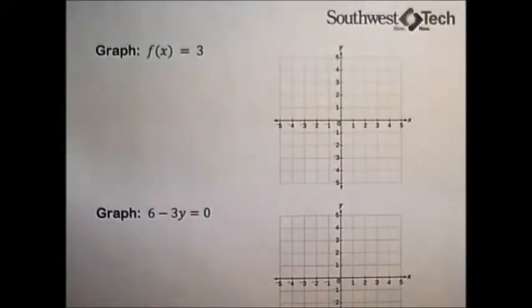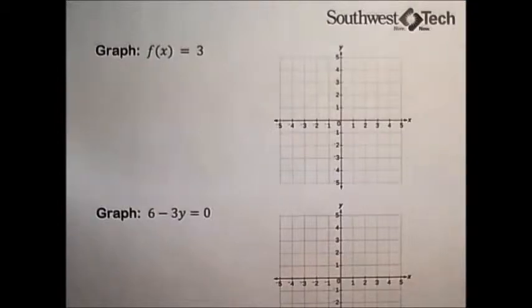Section 2.4, Intermediate Algebra. In this section, we are going to graph lines that have a slope of 0 or that have an undefined slope. We're also going to learn how to recognize whether the graphs of two linear equations are parallel or perpendicular, as well as how to graph lines by their x and y intercepts.